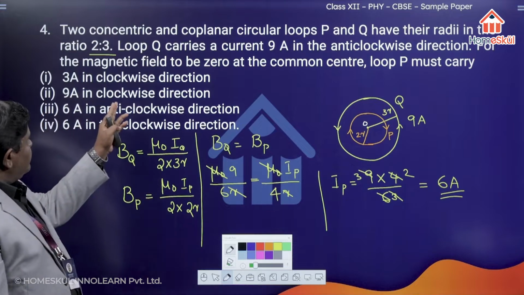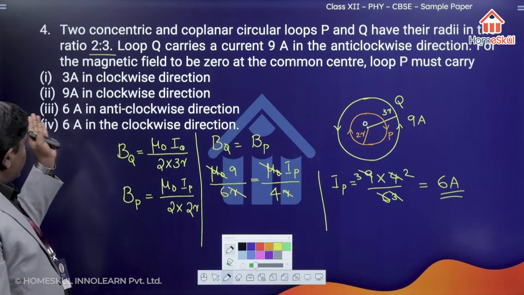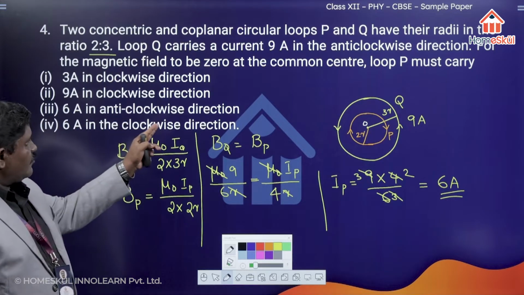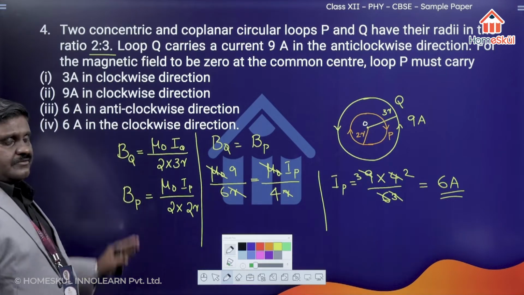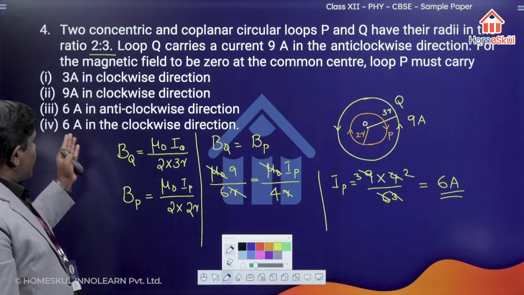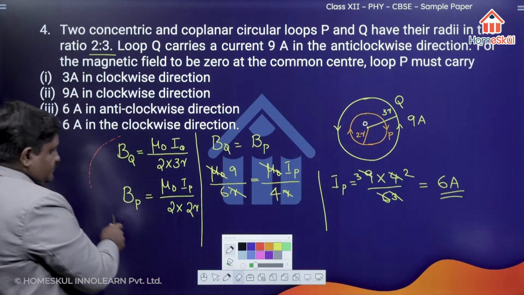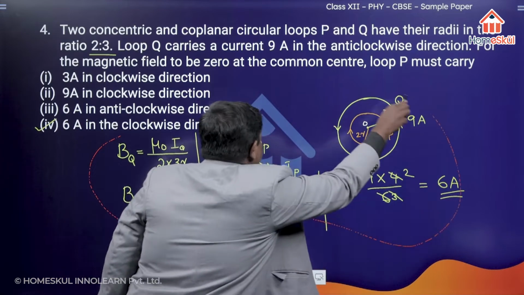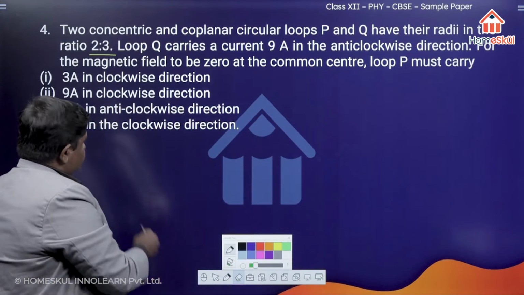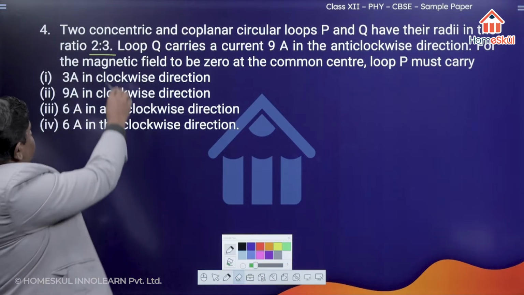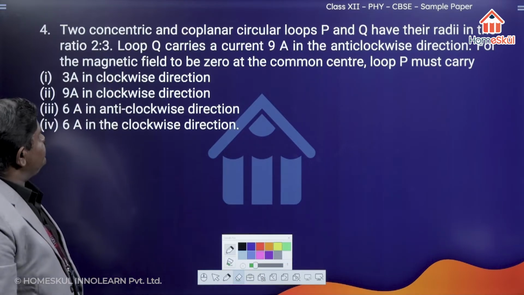Go for the options. First one, 3 ampere in clockwise direction, that's wrong. 9 ampere in clockwise direction, that's also wrong. 6 ampere in anti-clockwise direction, that's also wrong. The last option, 6 ampere in the clockwise direction, is the correct option. Option 4 is the correct one. Clear? So we are moving on to the next one.